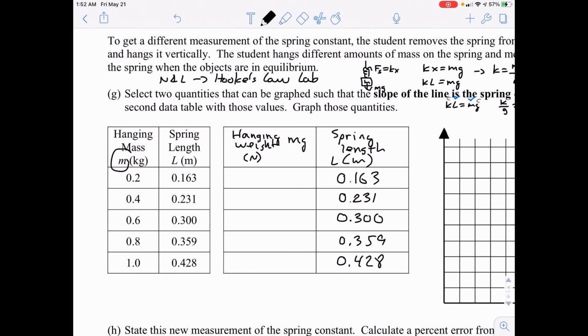The hanging weight, on the other hand, I need to multiply each of those masses times 9.8. So 0.2 times 9.8 would be 1.96. 0.4 times 9.8 would be 3.92. 0.6 times 9.8 would be 5.88. 0.8 times 9.8 would be 7.84. And 1 times 9.8 would be 9.8.